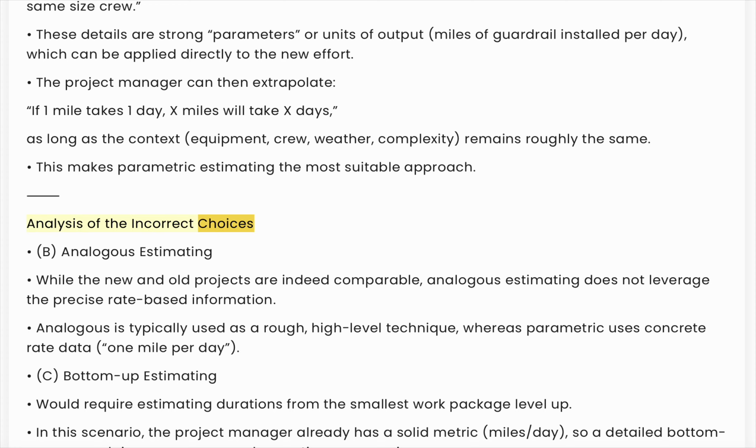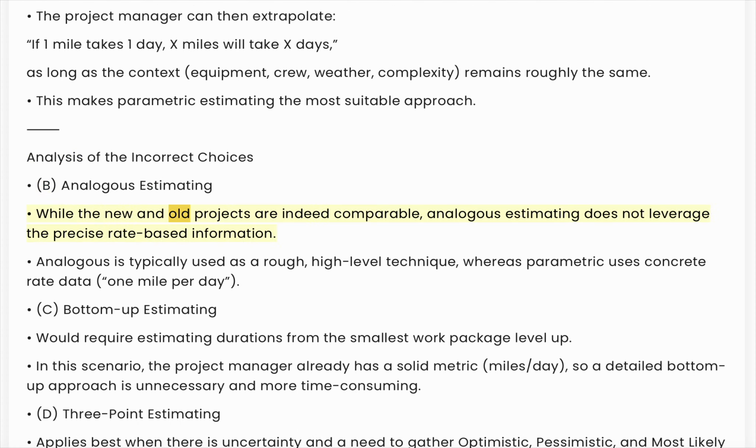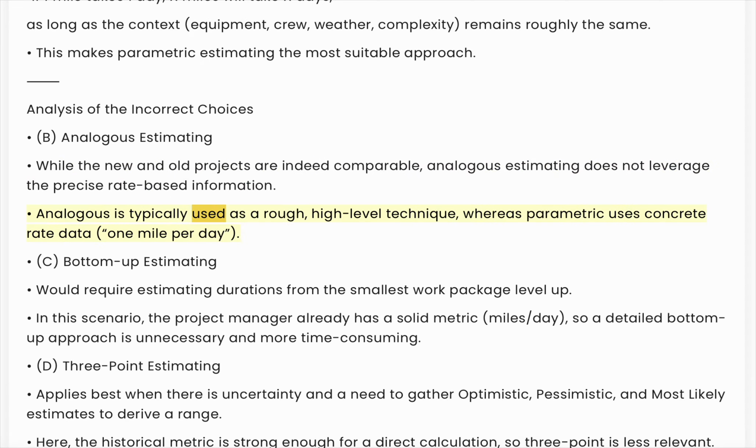Analysis of the incorrect choices. B. Analogous estimating. While the new and old projects are indeed comparable, analogous estimating does not leverage the precise rate-based information. Analogous is typically used as a rough, high-level technique, whereas parametric uses concrete rate data, 1 mile per day.